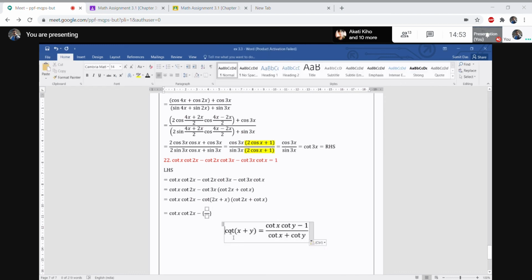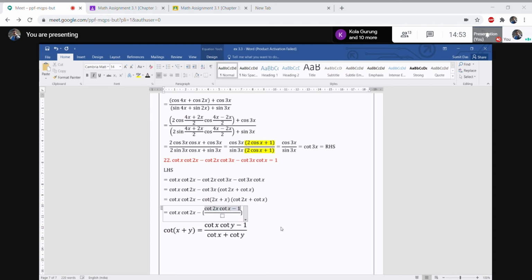This is the formula, right? Cot(x+y) formula is cot x cot y minus 1 divided by cot x plus cot y. So cot x is here 2x, into cot y. What is y here? x. Minus 1 divided by cot x plus cot 2x here.